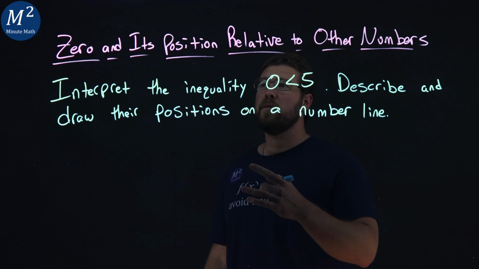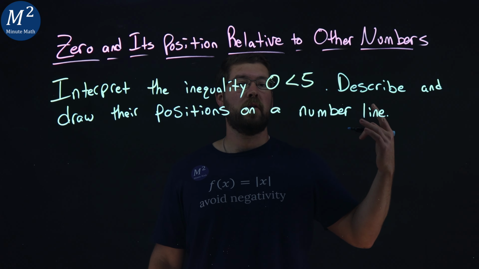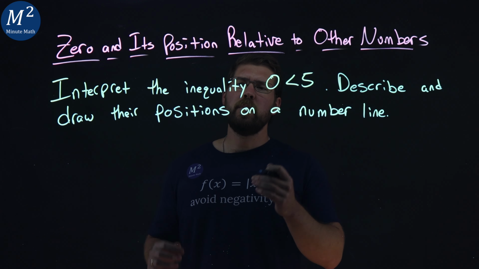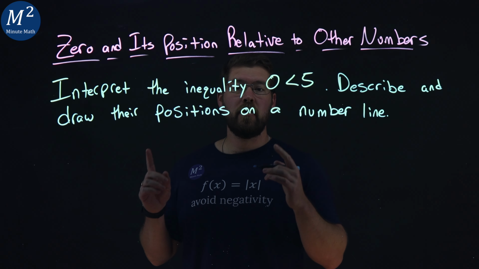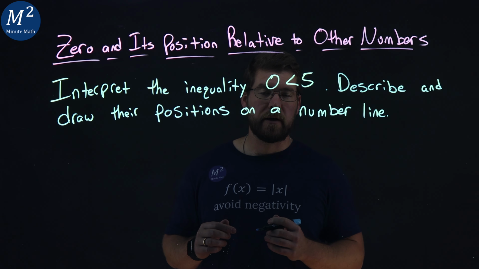Let's learn about 0 and its position relative to other numbers. Interpret the inequality 0 is less than 5. Describe and draw their positions on a number line.